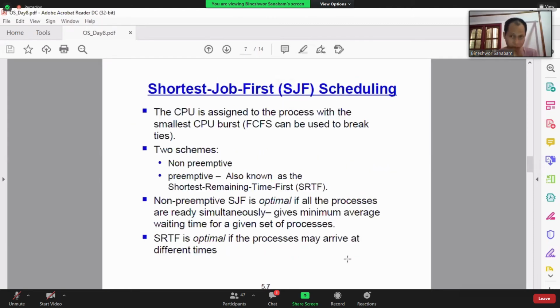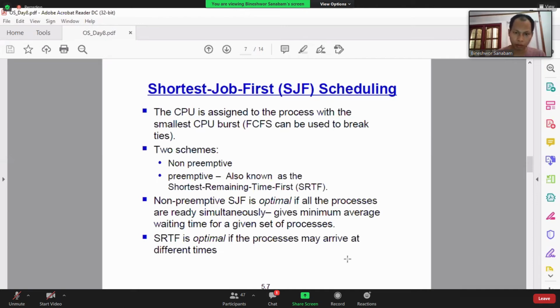So next comes the shortest job first. In this shortest job first, your CPU is going to be given to the process with the least burst time. Okay, the one with the least burst time will be given the CPU first. Here we have two types. One is non-preemptive and another one is preemptive. Okay, as we know, non-preemptive and preemptive. So here we have two types.